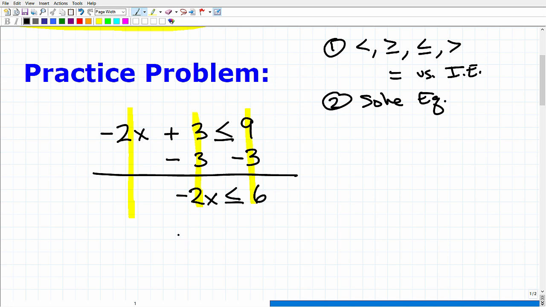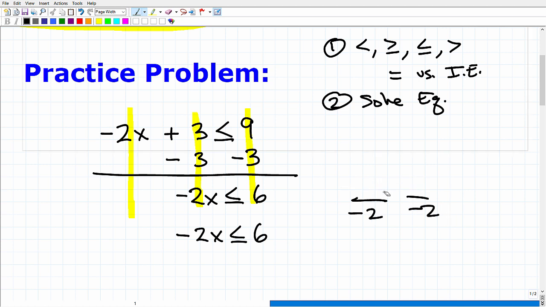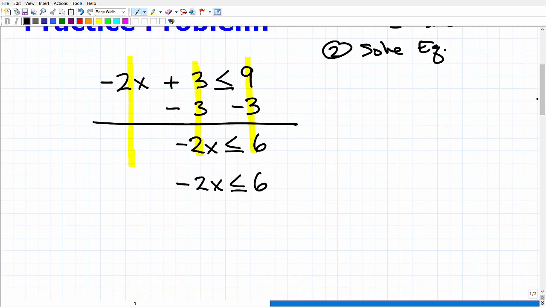So what's the next step? I have negative 2x is less than or equal to a positive 6. Well, if I was going to solve the equation negative 2x is equal to 6, I would divide both sides of the equation by negative 2. So that's my last step here. Let's divide both sides of the inequality by negative 2. And so we get x is less than or equal to negative 3.